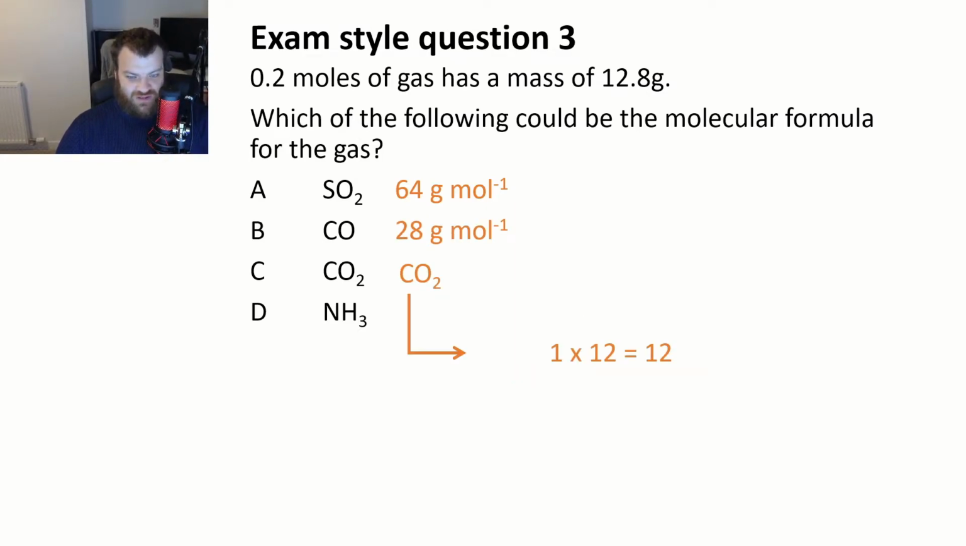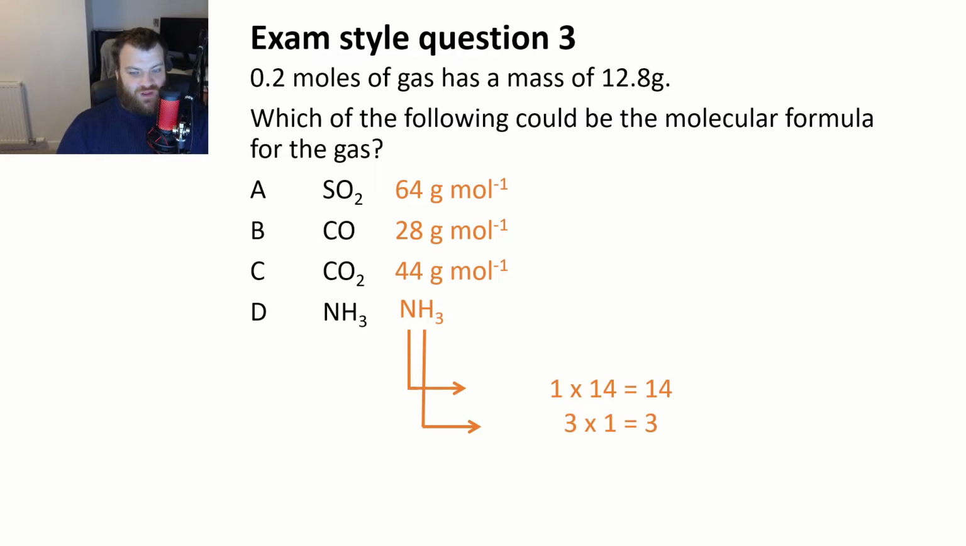Onto carbon dioxide, we have 1 carbon, which is 12, 2 16s for the oxygen, which gives us 32, total 44. And our ammonia, NH3, we have 1 nitrogen, which is 14. We have 3 hydrogens, each being 1, giving you a total of 17 grams per mole, meaning that our answer matches up to A.